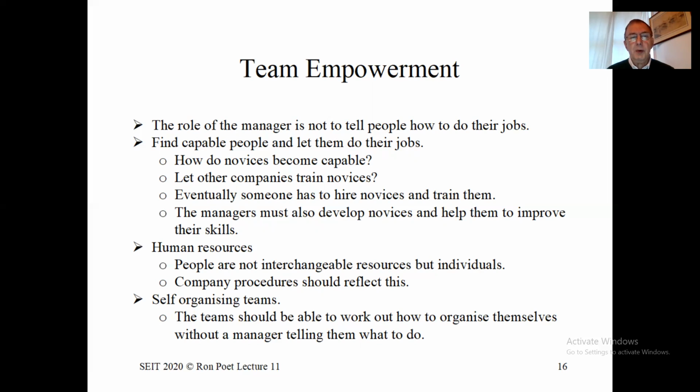Now, another approach here is self-organizing teams. So the team should be able to work by themselves without a manager telling them what to do. Now, there's a natural limit on the size of teams that can do this. The rule of thumb is it's less than 10, say around 7 people in a team. Once you get more than 10, then you start to get little cliques, and it's difficult for the team to function at its best, and they need some sort of middle management structure.